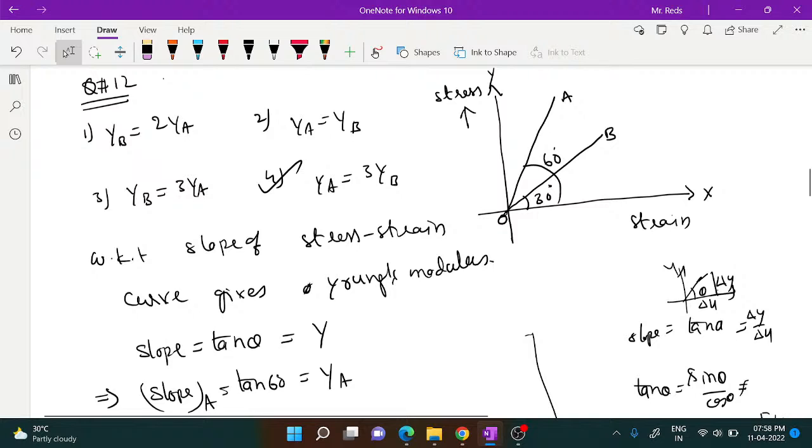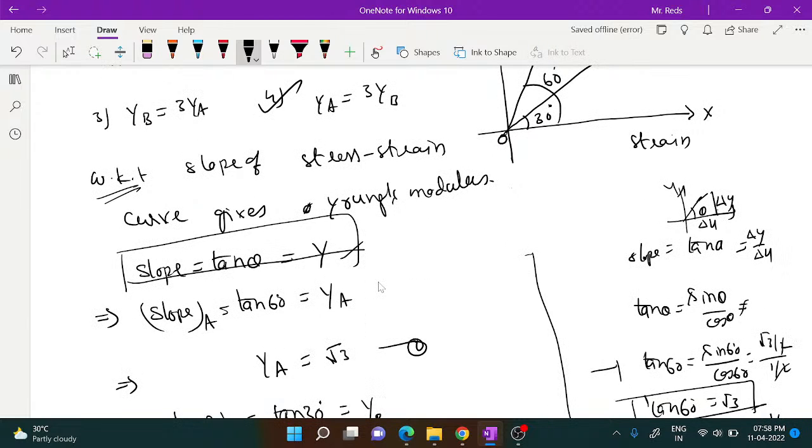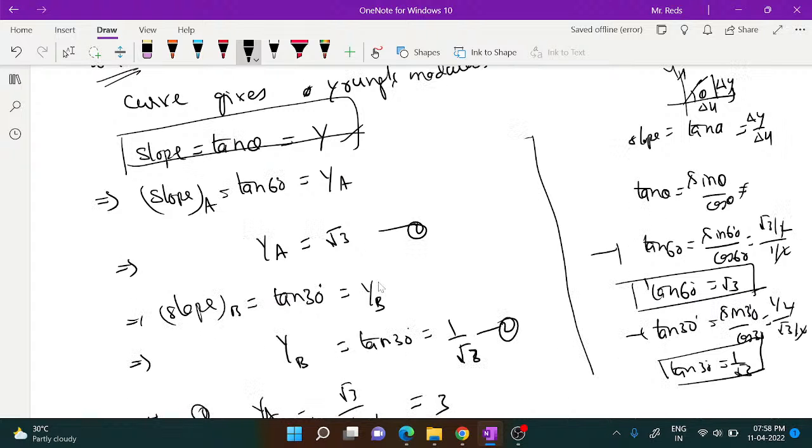Question 12. What you have to understand is, if you have a stress strain graph, from Hooke's law, stress is proportional to strain, the constant being called the modulus. So modulus equals stress by strain, and the slope gives Young's modulus, or in general any modulus of elasticity. If the angle made by the line is given, then slope is equal to tan theta, which gives Young's modulus. For the first wire, tan 60 is YA, so YA is equal to root 3. For the second wire, YB is equal to tan 30, which is 1 by root 3.